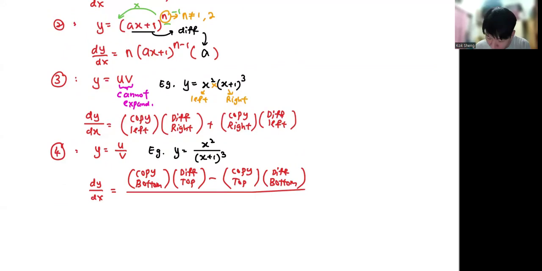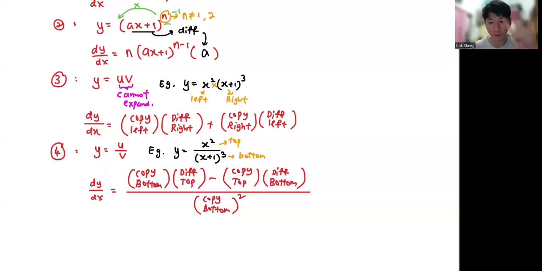Okay, nice. And the last one, the whole thing here divided by bottom square. So yeah, there's a long formula. Same thing here, how do you determine the top and bottom? Also look at the fraction. This is the top law, the one on top of the fraction, and this is the bottom law.